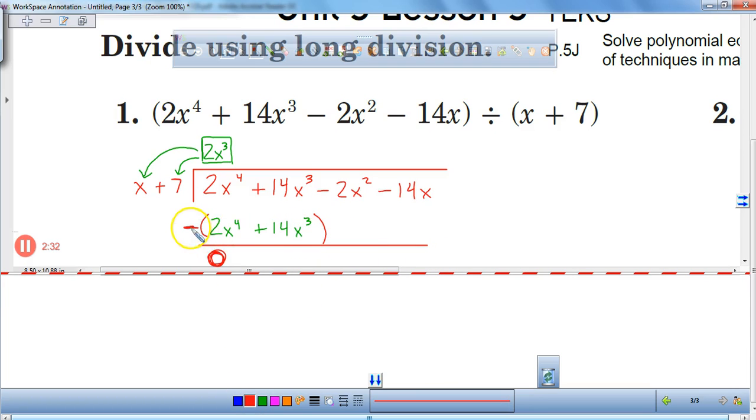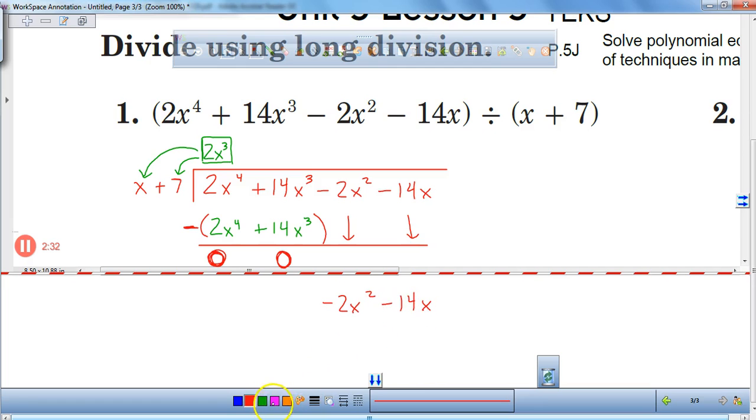Alright, cool. What we're going to do is close off the parentheses. And what I have to do is take away the first one and take away the second one. Well, what is 14x cubed minus 14x cubed? Sweet, I get another 0. Now, what do I got to do? Just move this down so we can see it a little bit easier. I got negative 2x squared minus 14x.